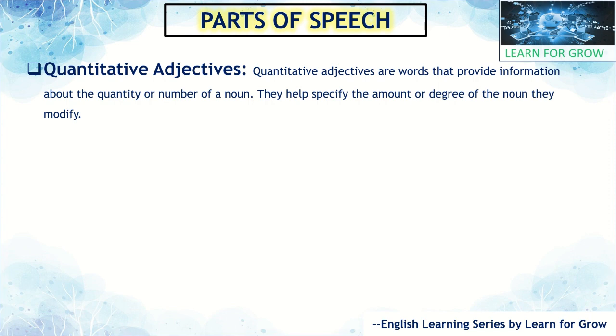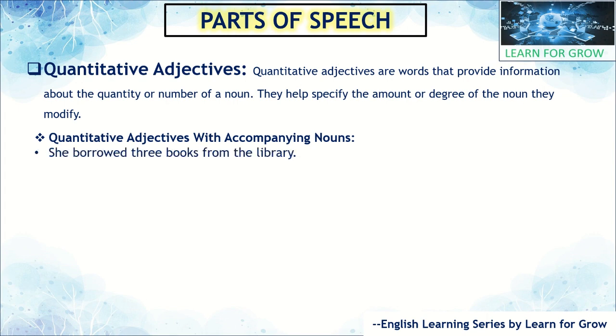Here it clearly mentions where we use the quantity, right? If you have a number, then only we use the word quantity, right? We can see the example, then only you can understand clearly. She borrowed 3 books from the library. Here 3 is a quantity, right?